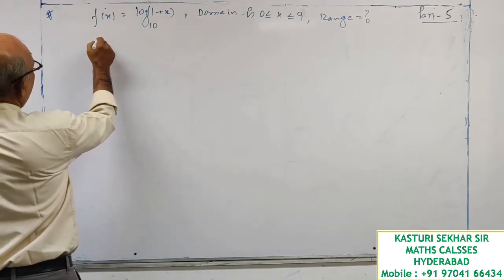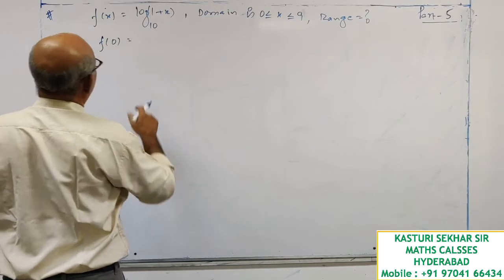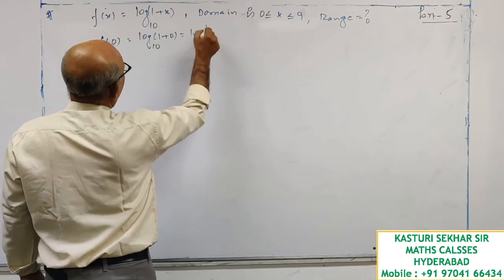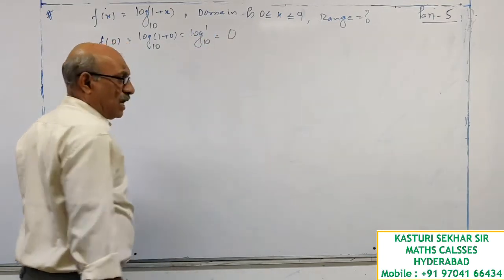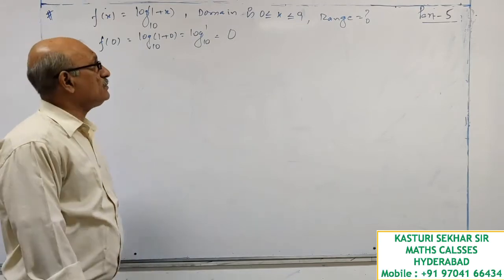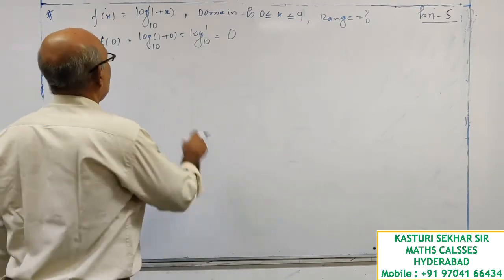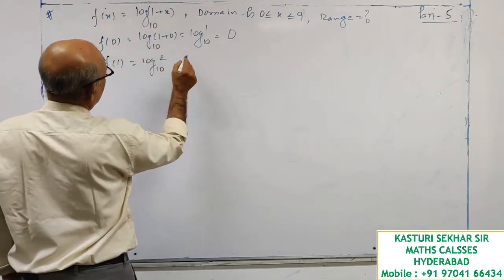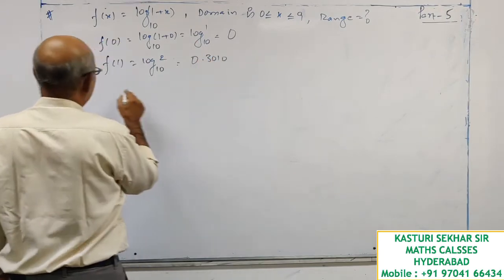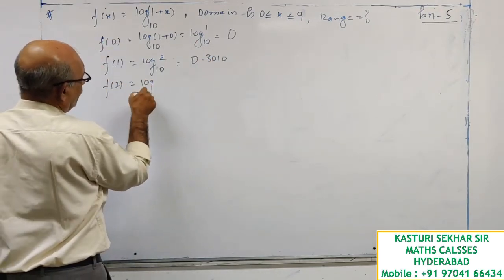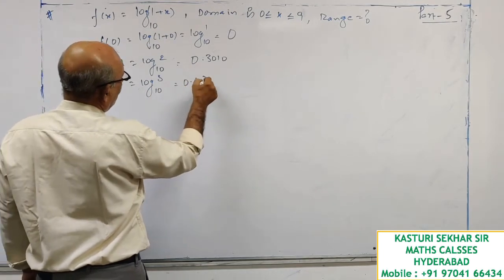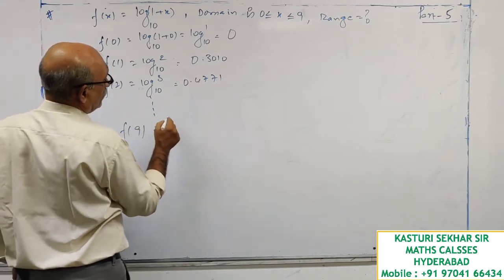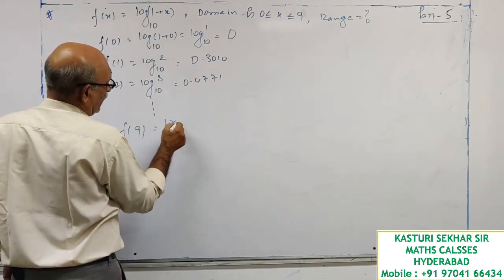So when x is equal to 0, f of 0 is log 1 plus 0 to the base 10, log 1 to the base 10. Log 1 of any base is 0. f of 1 is equal to log 1 plus 1, that is log 2 to the base 10, 0.3010. f of 2 is equal to log 3 to the base 10, 0.4771. This way if I proceed, f of 9 is equal to log 10 to the base 10.